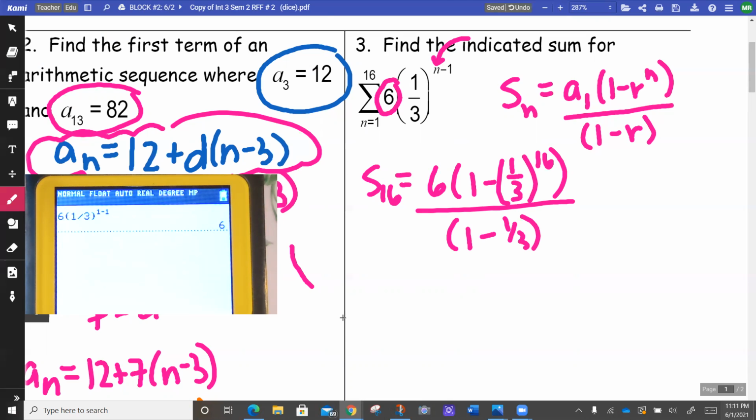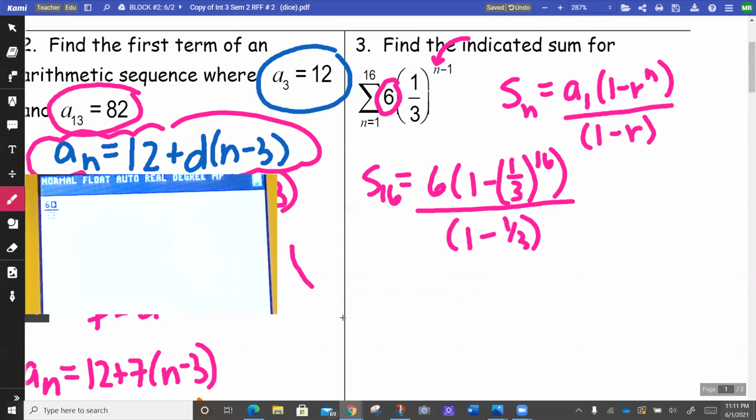Okay. So I am going to put this in my calculator. So I'm going to be doing 6 times, maybe it's a little bigger.